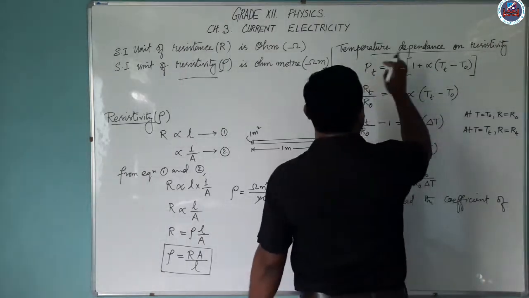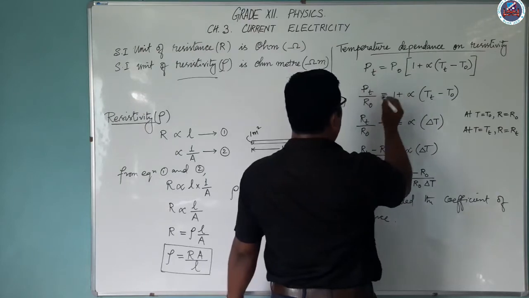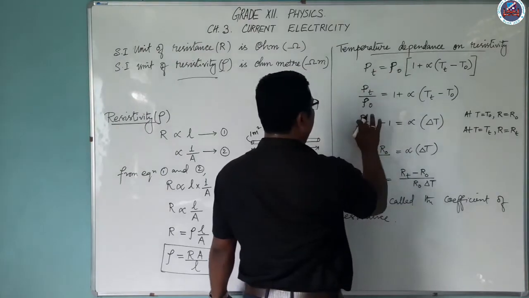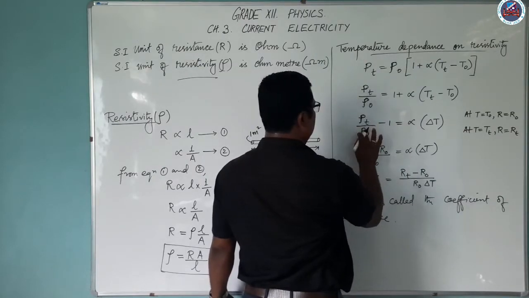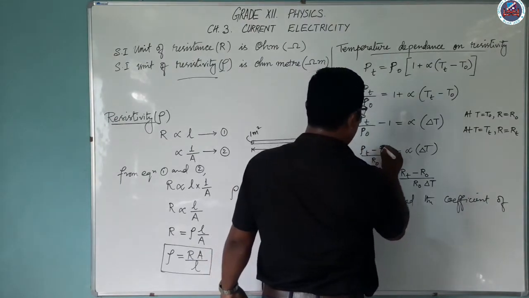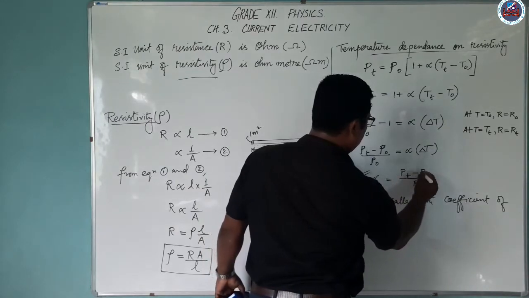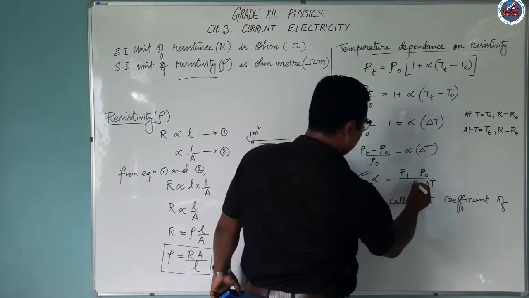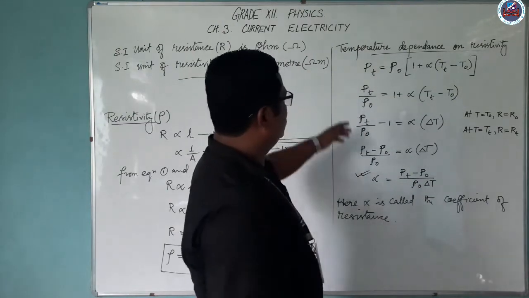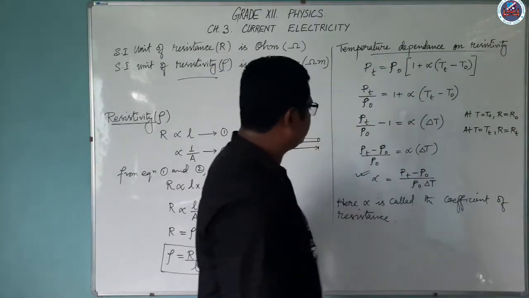Just this R, you make it as rho. Simply this R, you make it as rho. Like this. And then you'll get the expression for temperature dependence of resistivity.